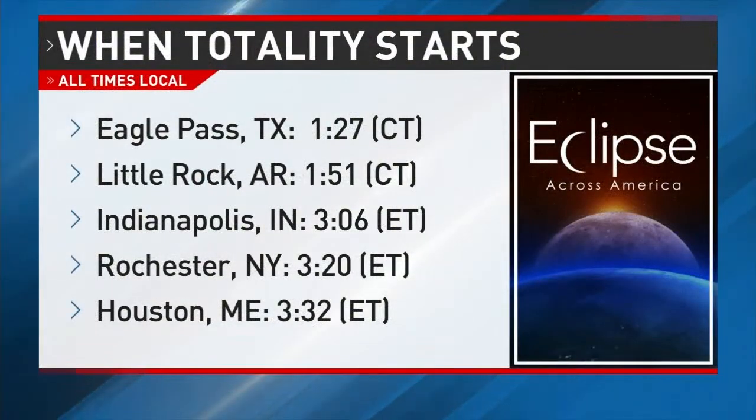Here's a look at when totality starts in some key places. As we said, Eagle Pass, Texas will see darkness at 1:27 Central Time. Little Rock will see totality at 1:51. Indianapolis at 3:06 Eastern Time. Rochester, New York at 3:20. And finally, totality starts in Holton, Maine, right there on the Canadian border at 3:32.